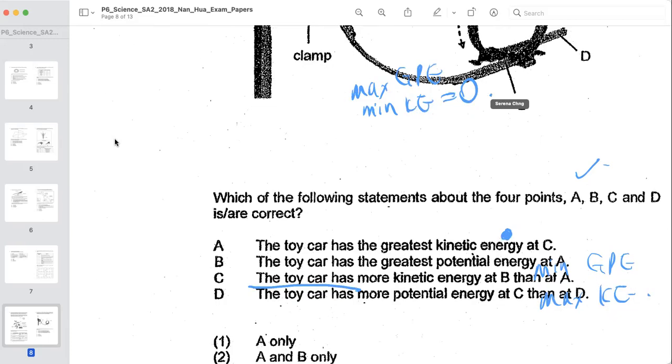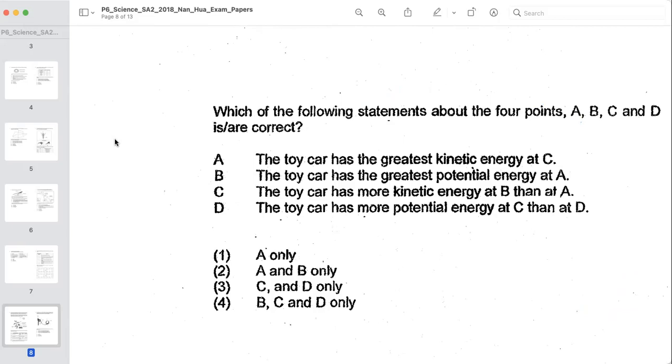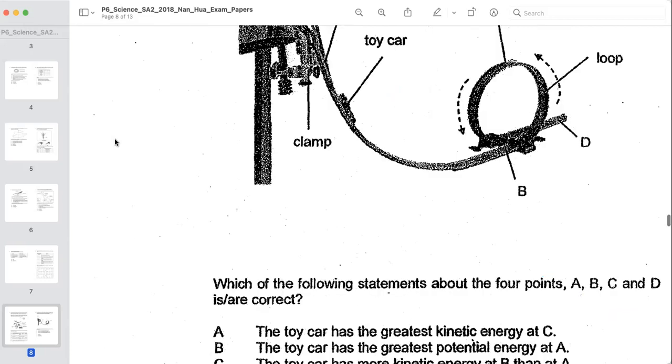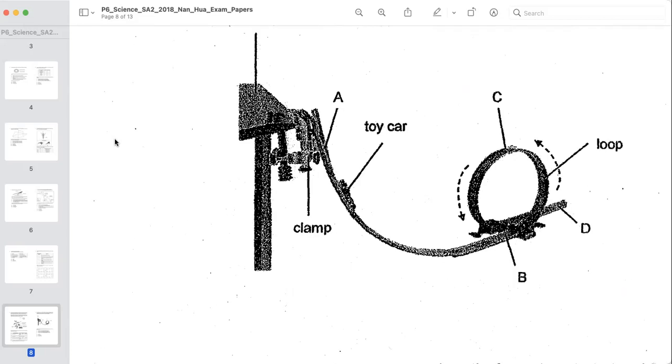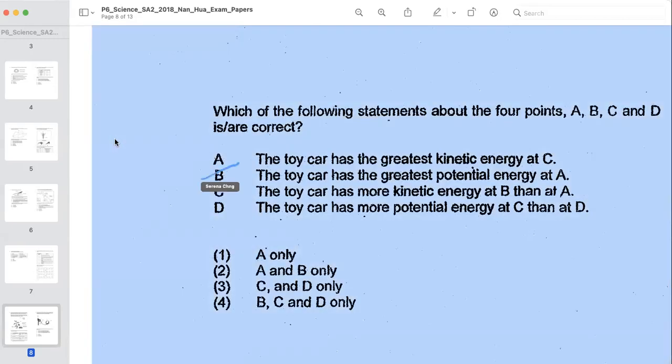So look at statement C. The toy car indeed has more kinetic energy at B than at A. So option 3 is correct. Now, look at statement D. The toy car has more potential energy at C than at D. Definitely, because at C, it is at a greater height above the ground. So the car will have more GPE than at D. Okay, so the answer that's correct will be B, C, D, which is option number 4.